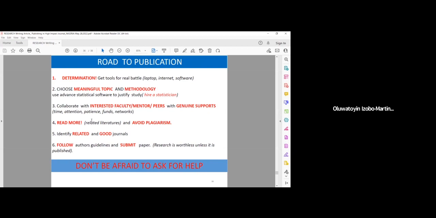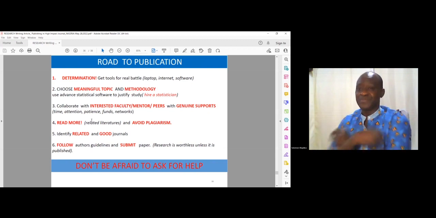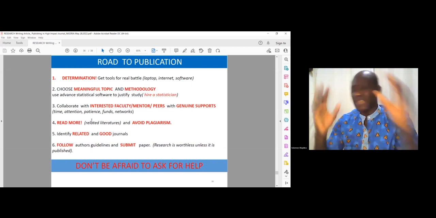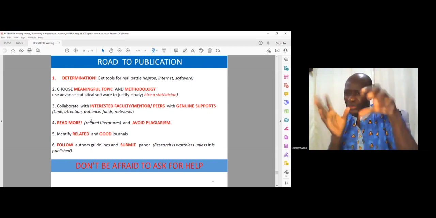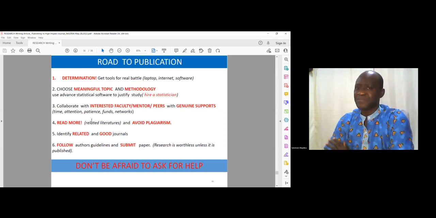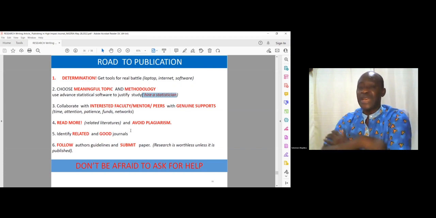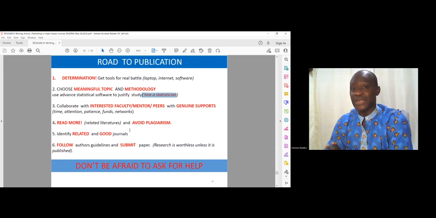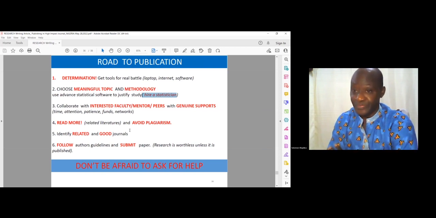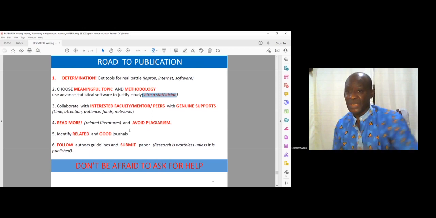Then a meaningful topic that can cash. Topic that is already part of the topic you are presenting. If you don't know how to do statistic, if you are not a statistician, then hire one to help you do your analysis. And be careful when you are hiring also. Hire the statistician that will explain to you how to do it.